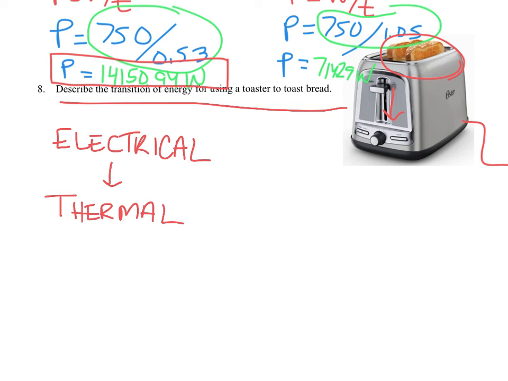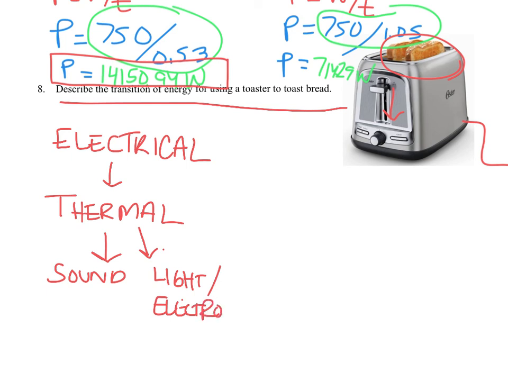Now, if you've ever used a toaster before, besides giving off that heat, you may have noticed that the little wires in there also make a buzzing, humming sound. So I would say there's some sound energy in there. And when those wires heat up, they also give off a red glow. So I would say there's light energy, or what we like to call it in a fancier way, electromagnetic energy.